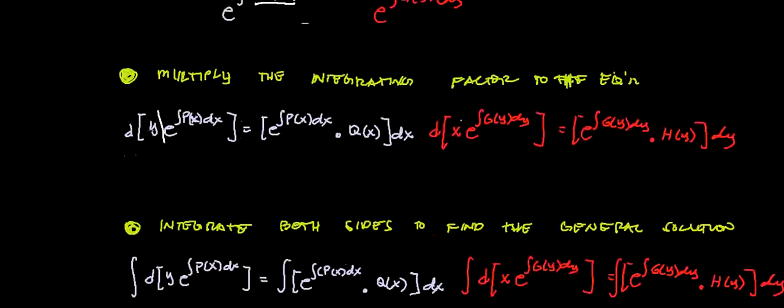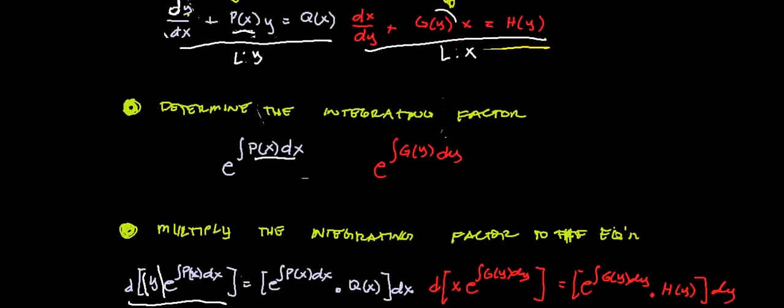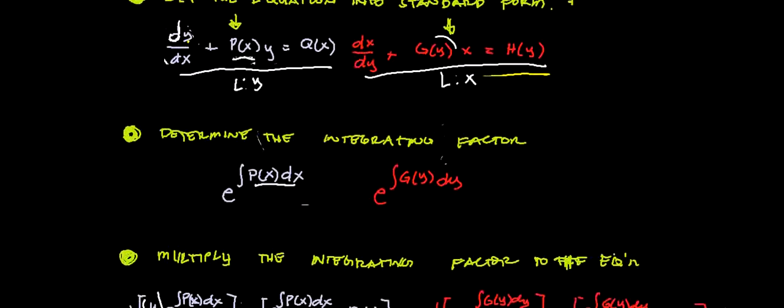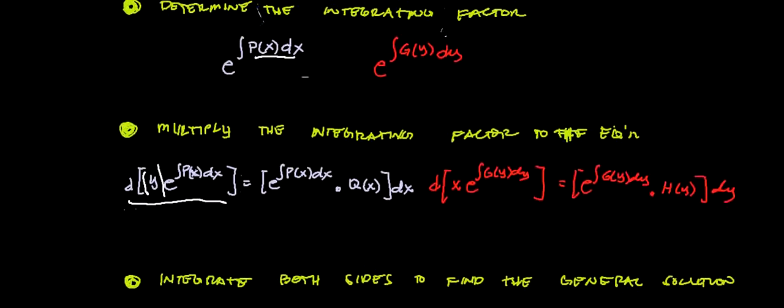Okay, so if we multiply our integrating factor in our equation, we can have the exact derivative of y multiplied by the integrating factor, and that is equal to the integrating factor multiplied by Q(x), the remaining function on the other side of the equation, then dx.